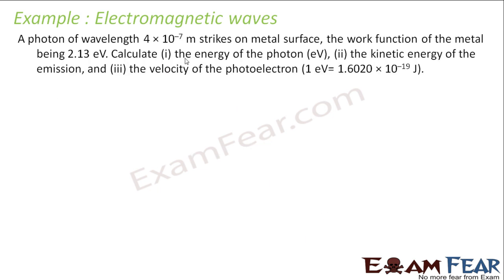A photon of wavelength 4 into 10 to the power minus 7 meters strikes a metal surface. The work function of the metal is 2.3 eV. We have to find the energy of the photon in eV, the kinetic energy of emission, and the velocity of the electrons. This is the metal, and this is my photon which strikes on it. The wavelength of the photon is given, so we can find the energy of the photon in joule. But you want it in eV, so you can convert that into eV by doing this conversion. So let's first find the energy of the photon.